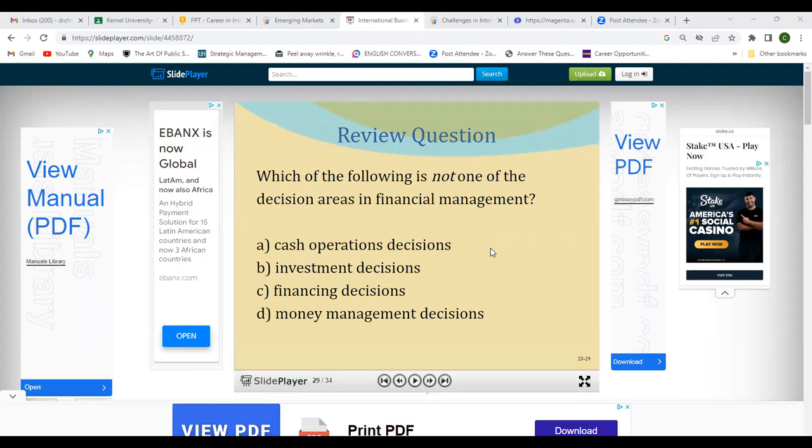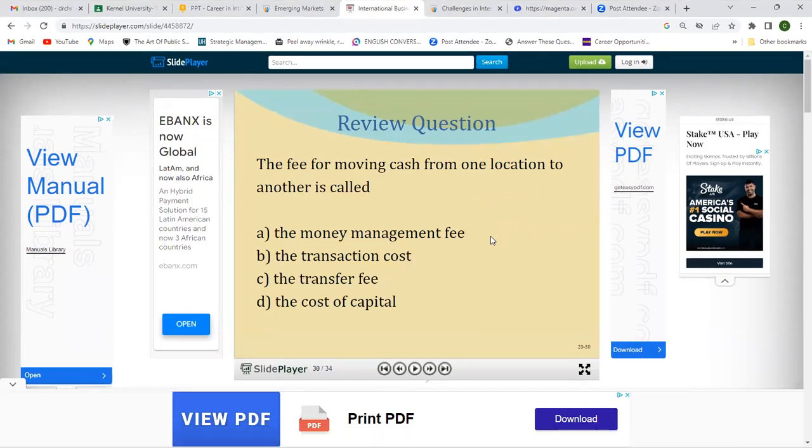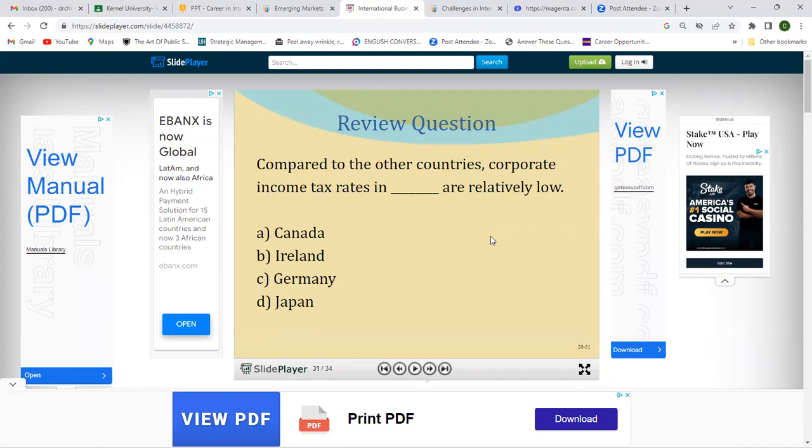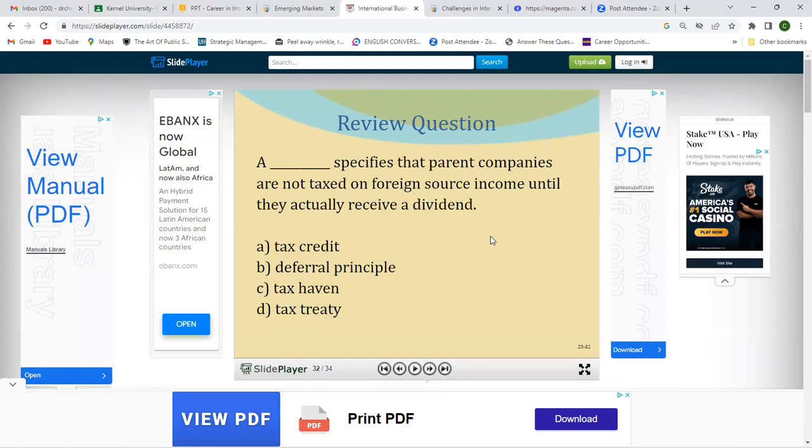Sorry, it's a pop-up. Okay, the fee for moving cash from one location is called what? Money management fee, transaction fee, transfer fee, or cost of capital. Compared to other countries, corporate income tax rates in blank are relatively low. And blank specifies parent companies are not taxed on foreign source income until it is actually received as a dividend.